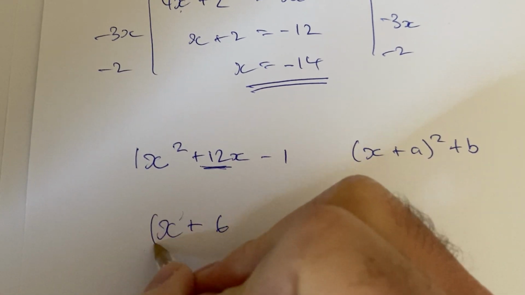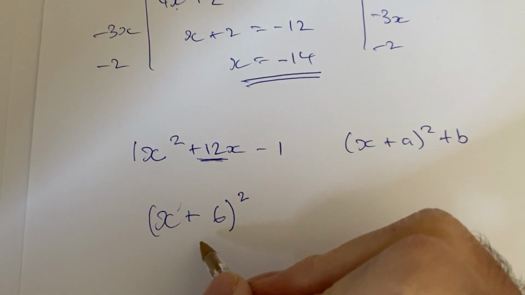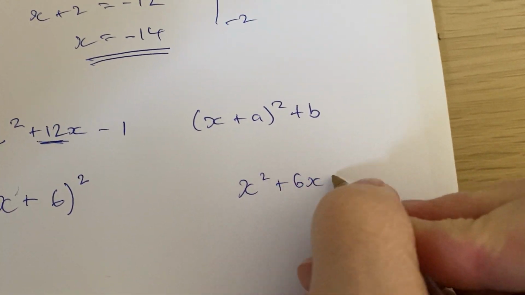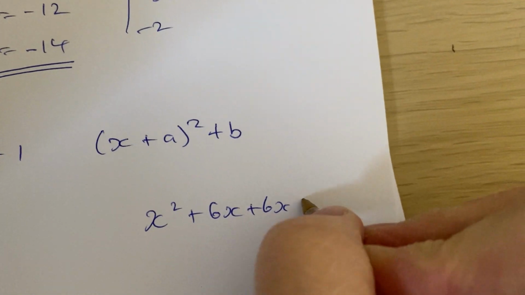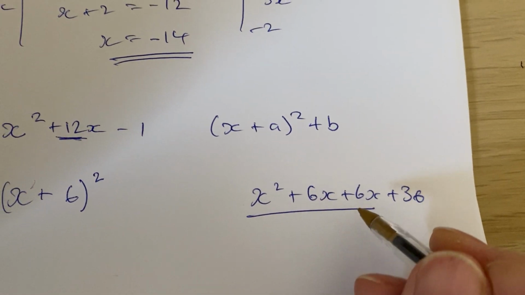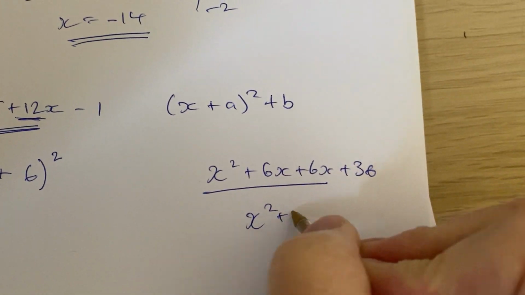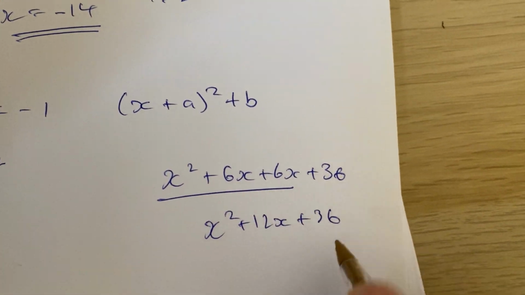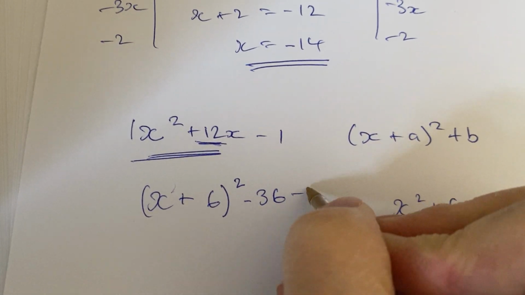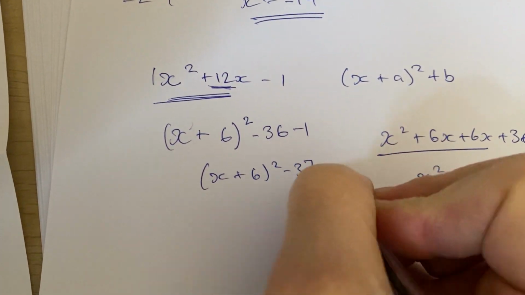Notice I've got rid of the square. So that's all I do. And if I square that now, if I multiply this out using FOIL, you'll see that you end up getting x squared plus 6x plus 6x plus 36. And so if I add those ones together, I get exactly what I want here. Okay, so I get this, but I also get the plus 36. So I need to get rid of that. So minus 36 and then drop that down, minus 1. So I end up with x plus 6 all squared minus 37.